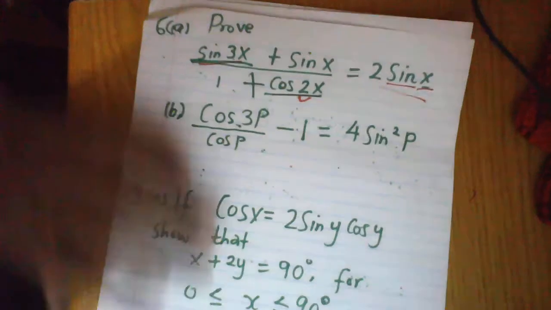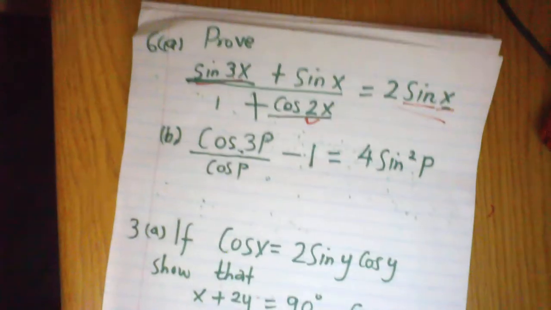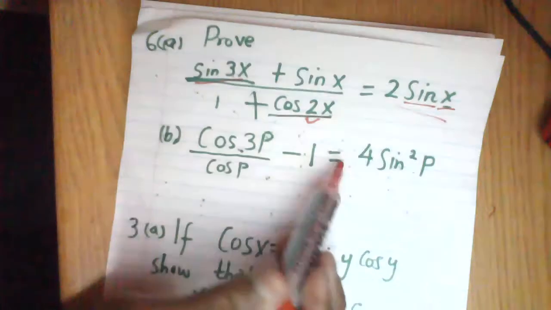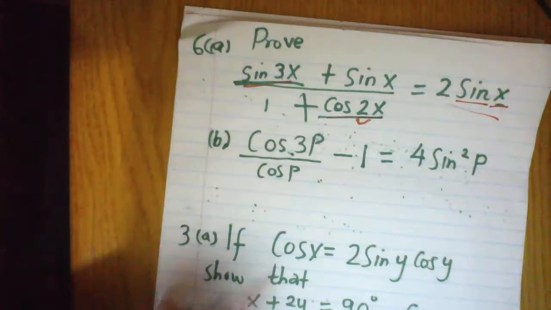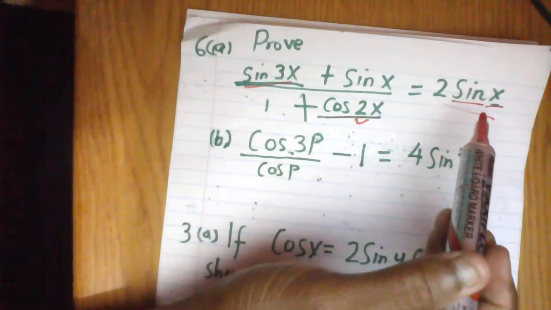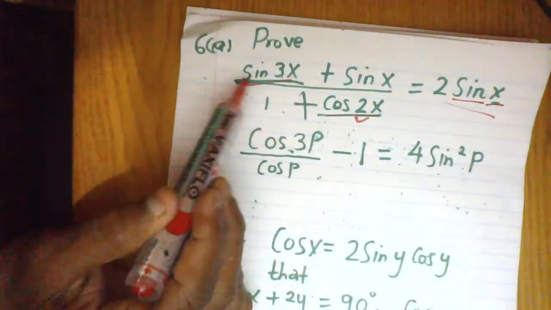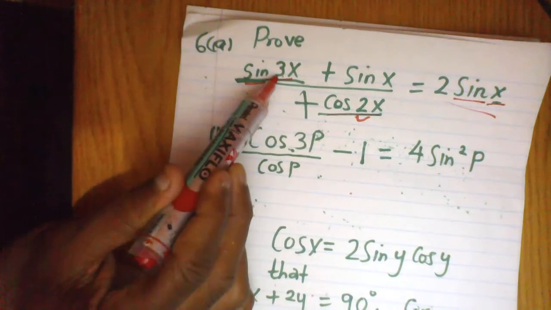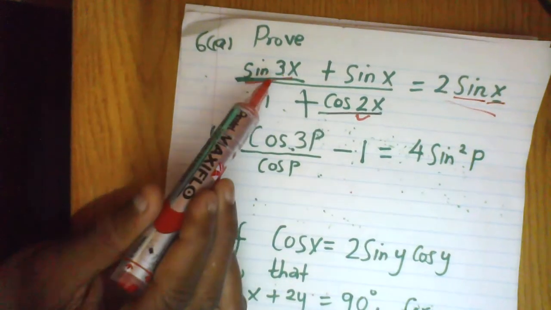Okay, so that's your question right there. What I'm going to do is check the left hand side. Whenever you get this type of question, you want to prove this equal to that one. Look at what you have on the right hand side: you want to prove 2 sine x. But if you look at the left, you have sine of triple x, which means 3x.